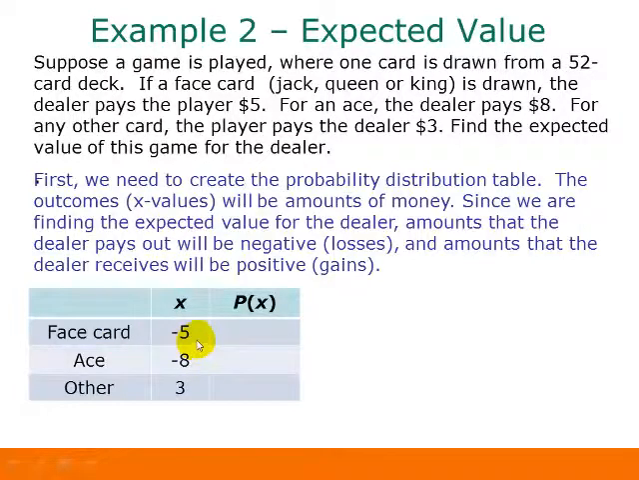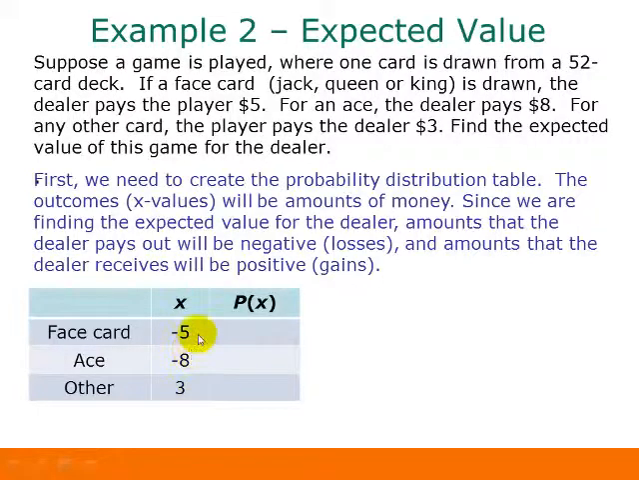So if we draw a face card, then the dealer pays out $5, so the dealer loses $5. If we draw an ace, then the dealer loses $8. And if we draw anything else, then the dealer gets $3. So the 5 and the 8 are negative, and the 3 is positive.